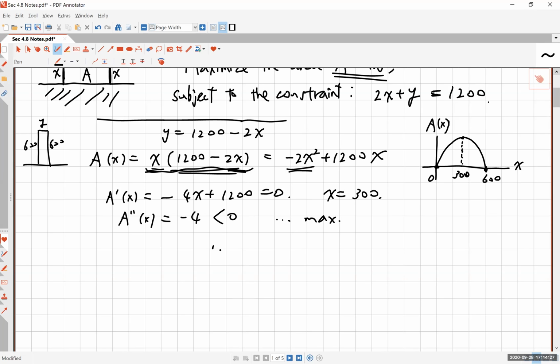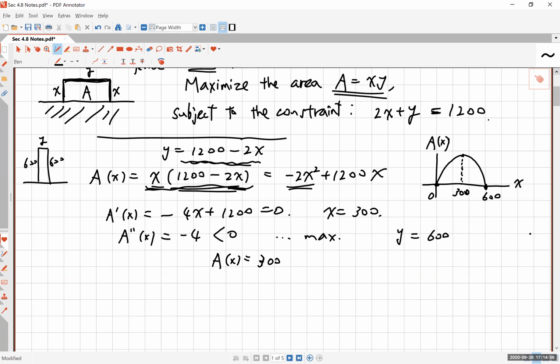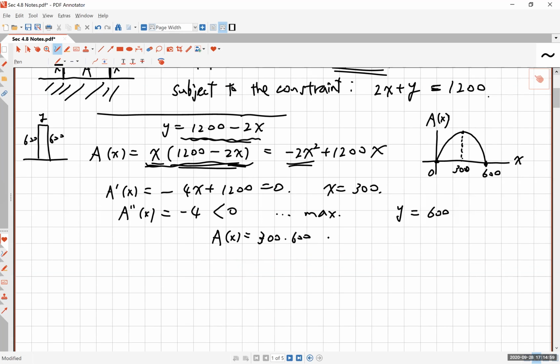All right. And the maximum area in this case will be what? It is 300 times... actually, what's y? According to this equation here, y is 1200 minus 600, so it will be 600. Basically, what we have found is that when the rectangle is 300 by 600 feet, it has its maximum area, which turns out to be 180,000 square feet.